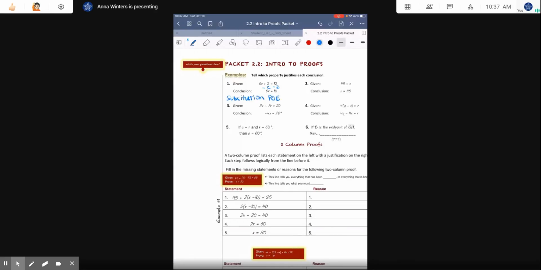All right, number 2, we're given 45 equals x, and then they tell us the next step was x equals 45. Which property was that? What allowed us to flip it? Good, so that's symmetric. Number 3, we have 3x minus 7x equals 20. And then the next line is negative 4x equals 20. What did we do to get there? We combined like terms.